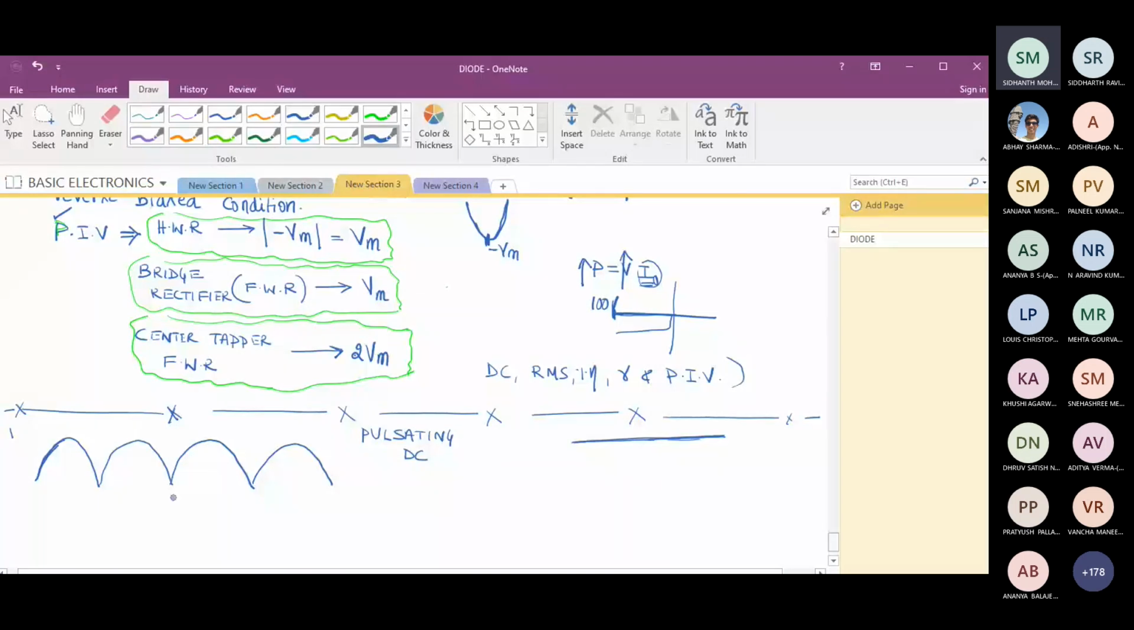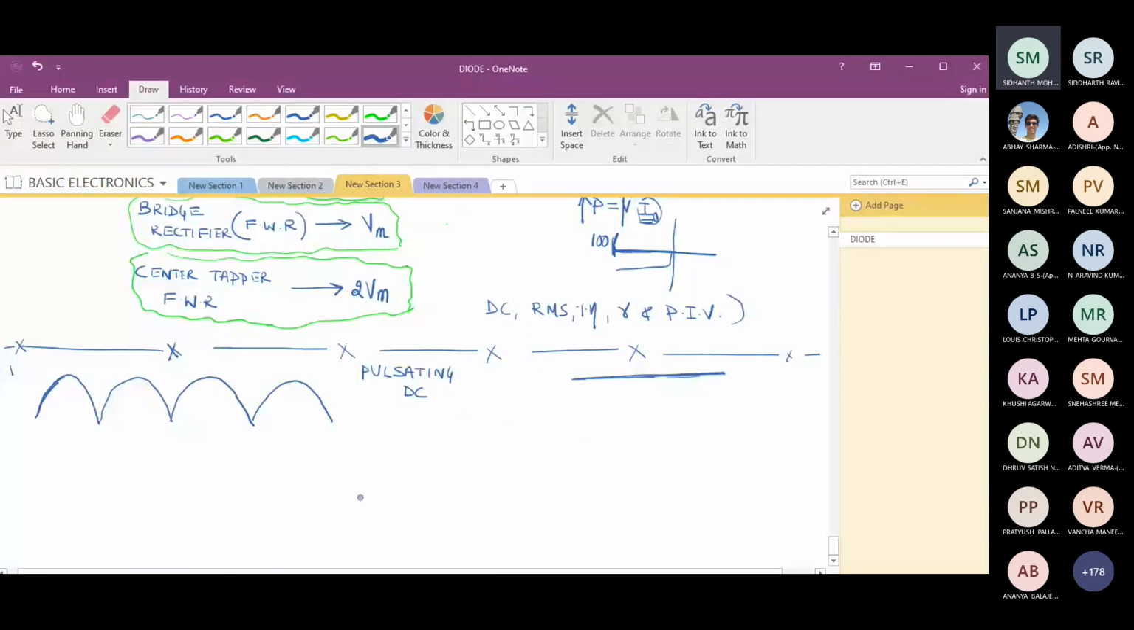It should not vary with respect to time. The voltage must not vary with respect to time. Okay, so we'll try to improve this. We'll do some improvisation. Further processing we will do and try to improve this waveform, what I have drawn here, the full wave rectifier. For that, I'll straight away take up a bridge rectifier because bridge is the best. So I'll draw it here.